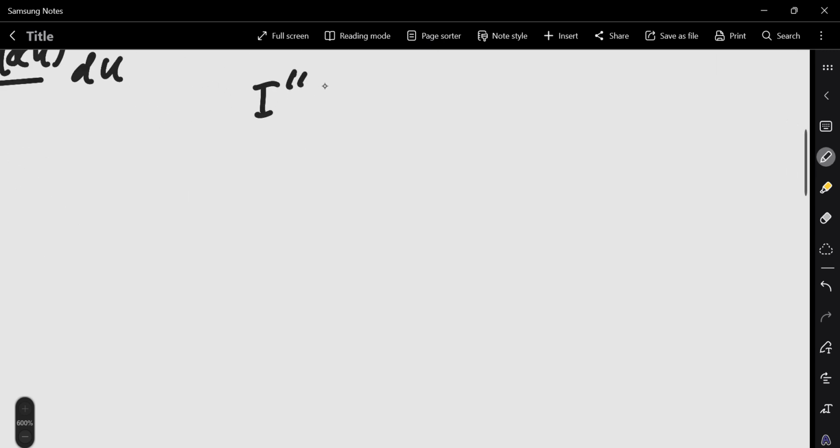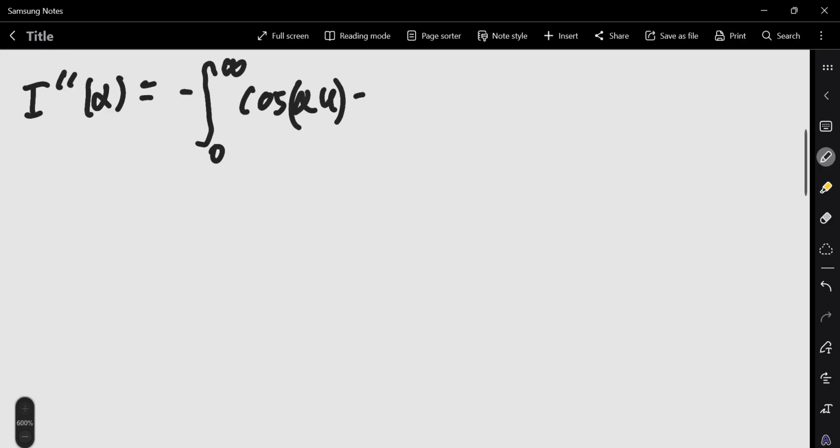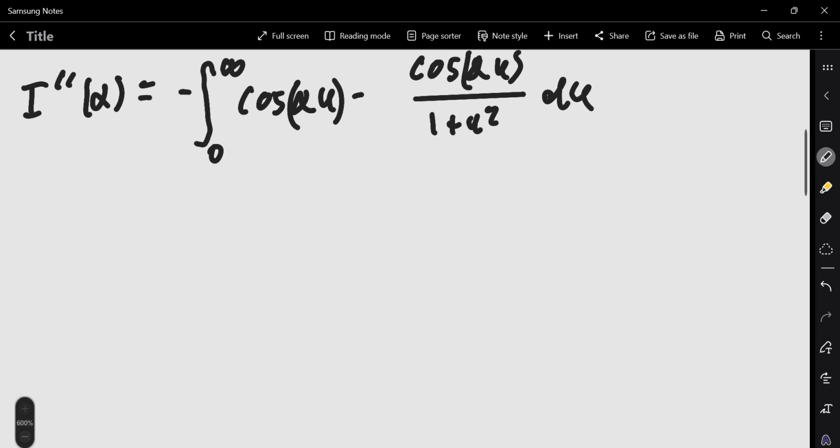I double prime alpha is going to be minus the integral from 0 to infinity of cos of alpha u minus cos of alpha u all over 1 plus u squared du. Cool.